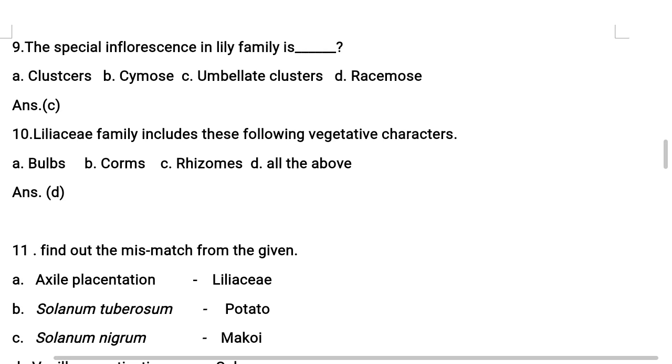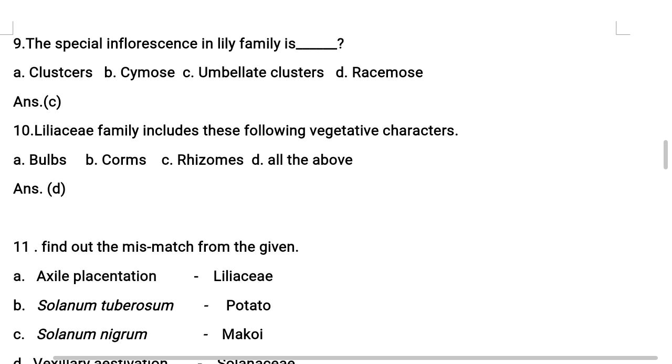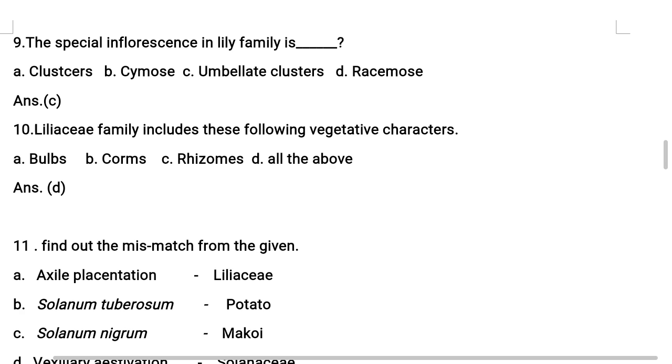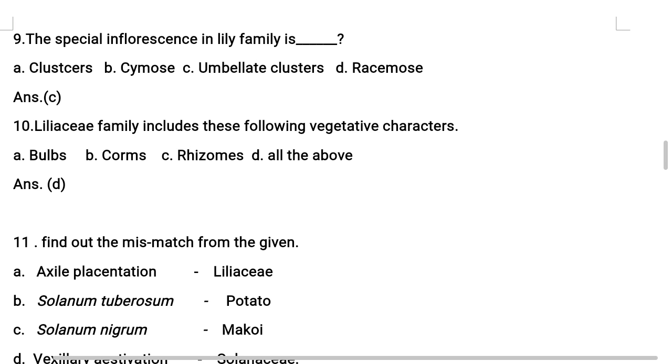The special inflorescence in lily family is, first of all, we need to know what is lily family. Liliaceae family is also popularly called as lily family. Understood? All the different species of lilies are included in this lily family, or also called as Liliaceae family. Belongs to monocotyledonous division under angiosperms. Let's talk about options. Option A, clusters. Option B, cymose. Option C, umbellate clusters. Option D, racemose inflorescence.